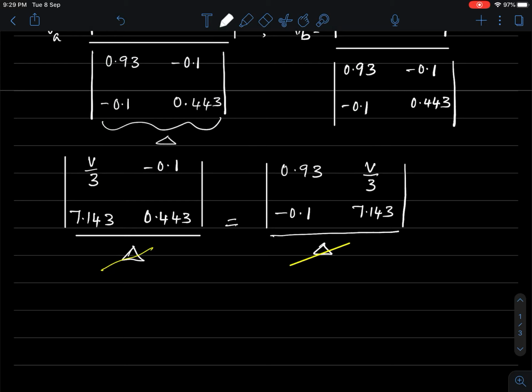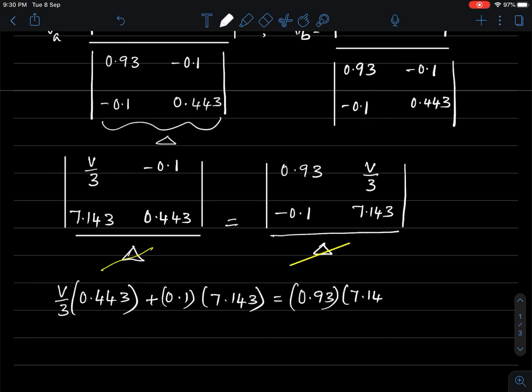The only unknown is V. If I multiply, that is V by 3 into 0.443 plus 0.1. I am simply expanding the determinant. I am not doing any great mathematics here. It is simply the evaluation. This is equal to 0.93 into 7.143 plus 0.1 into V by 3.